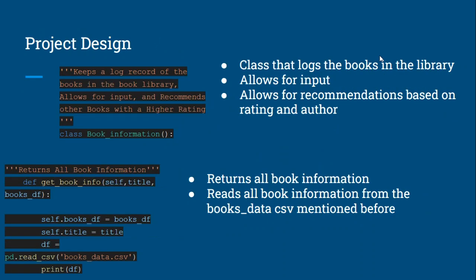Our class, book information, is a class that logs the books in the library, allows for input, and allows for recommendations based on rating and author. Our first method, get book info, reads all book information from the CSV that I mentioned before.